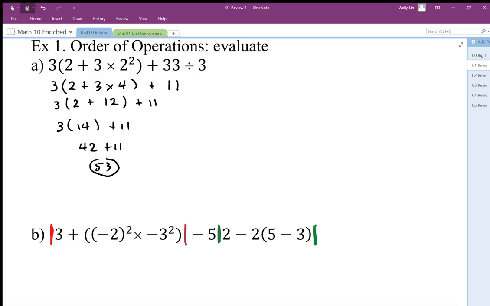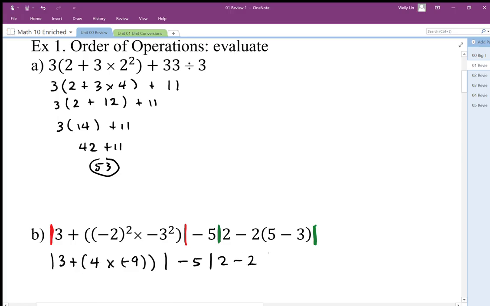So when we work this out, we're going to do absolute value just like brackets. We're going to do the inside. Okay, so we're going to do the -2 squared, which is +4, times -3 squared. Well, that's -3 squared, so squared only affects the 3, so that becomes -9. So in this one here, we're going to do the brackets first. So 5 minus 3 is 2.